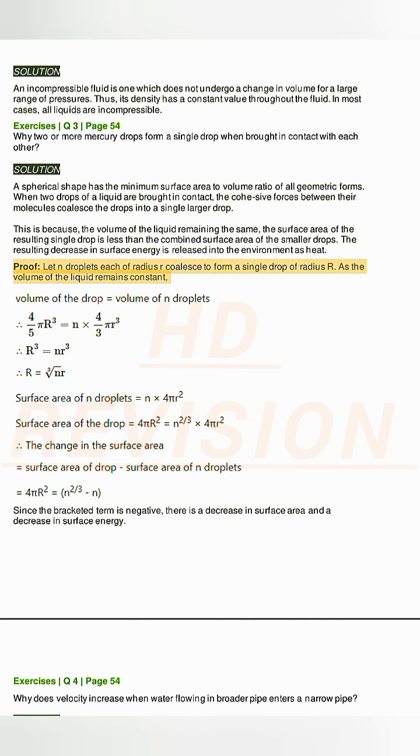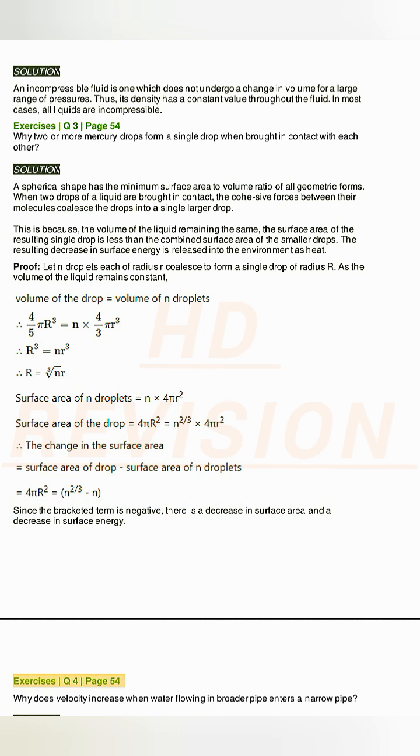Proof. Let n droplets each of radius r coalesce to form a single drop of radius R, as the volume of the liquid remains constant. Since the bracketed term is negative, there is a decrease in surface area and a decrease in surface energy.